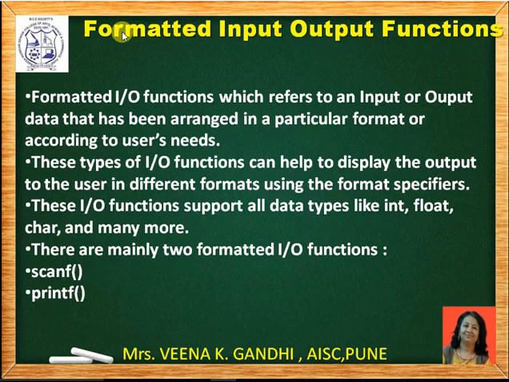Next topic is formatted input and output functions. A formatted IO function refers to input or output data that has been arranged in a particular format, or we can arrange it according to the user's or programmer's requirement. These types of IO functions can help display the output to the user in different formats using format specifiers. These IO functions support all types of data like int, float, char, double, etc. There are mainly two formatted IO functions, scanf and printf.